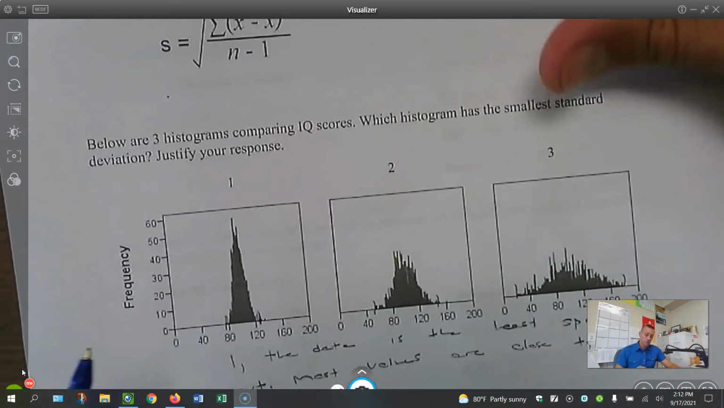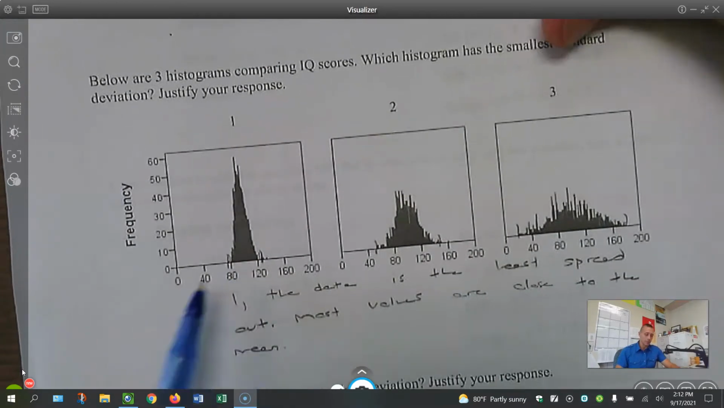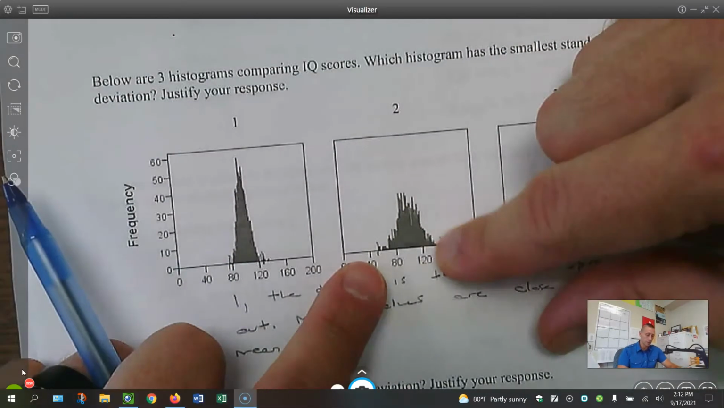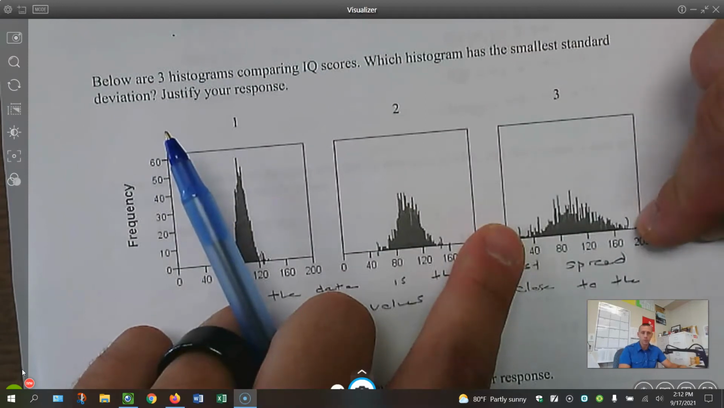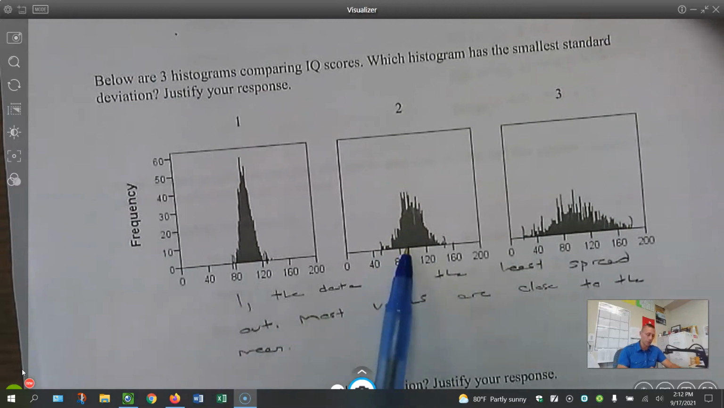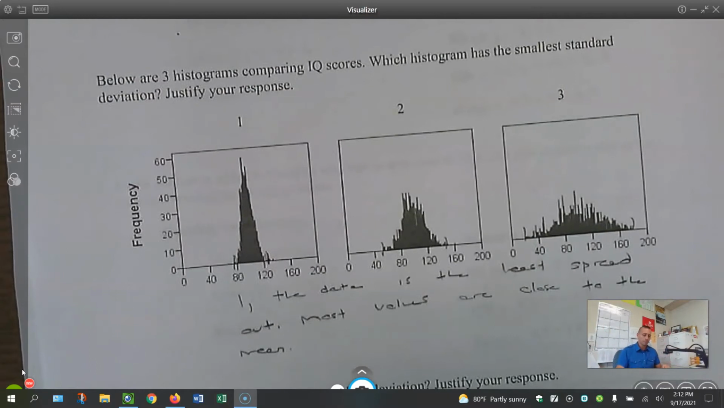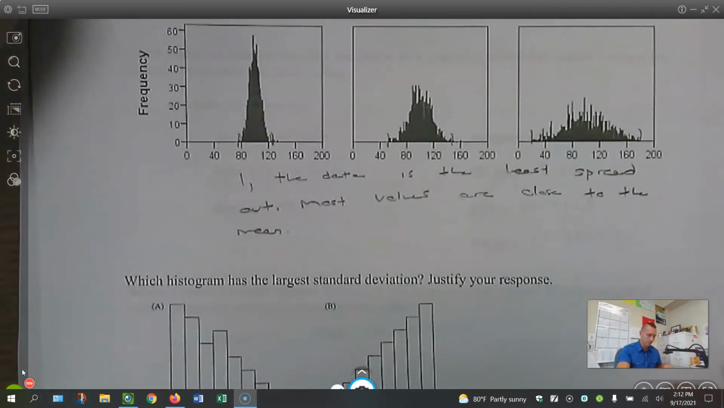So here, number 1 has the least variability because all of the data is clustered between 80 and 120. You could see it's a little more spread out in histogram 2. In histogram 3, it's even more spread out or more variable. So 1 has the smallest standard deviation, 2 would be the middle, 3 would be the most variable or the highest standard deviation. All right, on the bottom, same thing. Can you pause the video, do the bottom multiple choice question, and then come on back and have me walk through it.